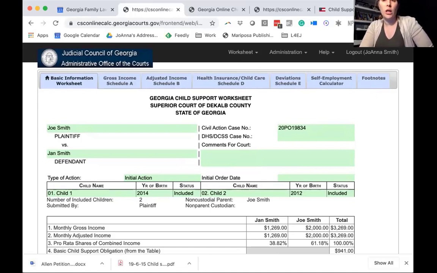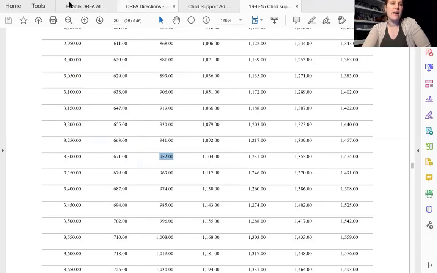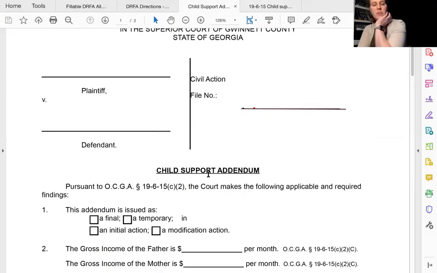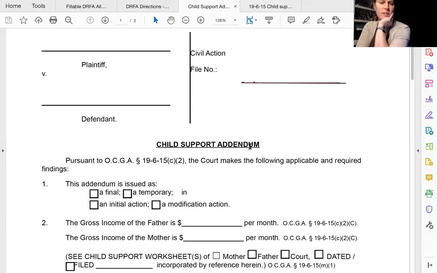Okay, then we're gonna look at, since we just did child support, we're now gonna look at what the child support addendum looks like. So if you want to, I'm gonna go back to this. So once you have a child support number, then you have to do a child support addendum. And can you all see that child support addendum?